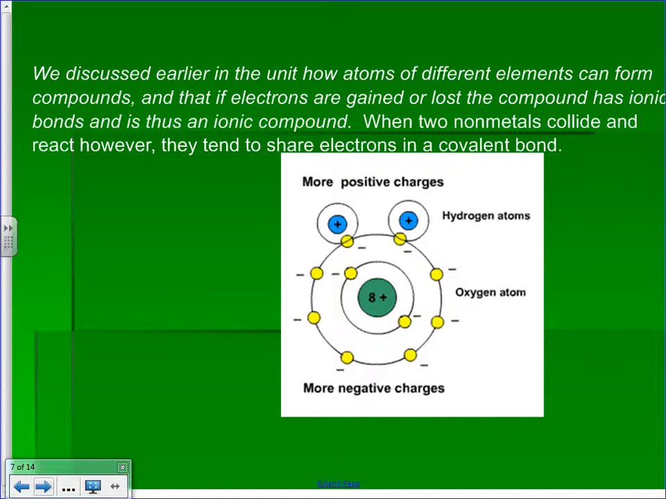Electronegativity describes how well an atom can hold its electrons. The bigger that number, the harder it holds onto its electrons. So, because oxygen is so much more electronegative than hydrogen, it grabs hydrogen's electrons and holds them closer to itself than hydrogen does. And that's what leads to that unequal sharing of the electrons.